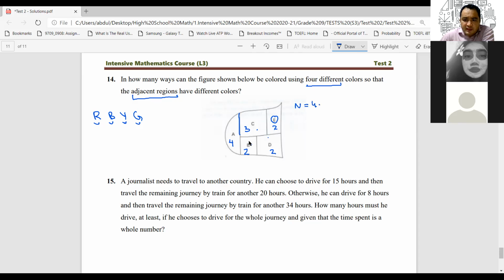It is 4 times 3 times 2 times 2 times 2, which is equal to 4 times 3, 12. 2 times 2 times 2, it is 8. That's equal to 96. In 96 different ways we can color these regions under this condition. What is the condition? Actually, adjacent regions should have different colors.